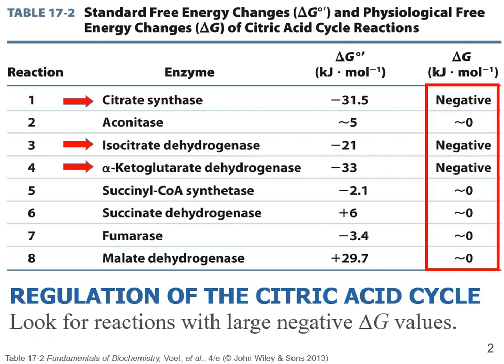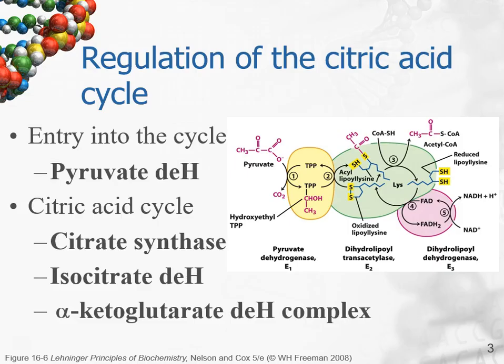So the author here doesn't give us the information, but the other values have delta G's close to zero, which means those reactions can be reversed. But these three reactions that I have my arrows pointing to have negative delta G values, so that's where we will regulate the pathway. We are, though, going to start before that into the entry into the cycle.